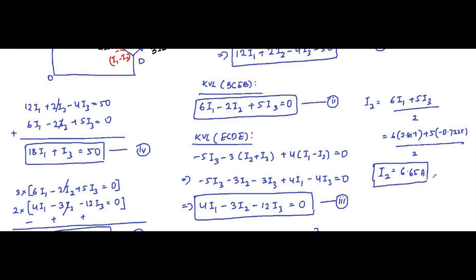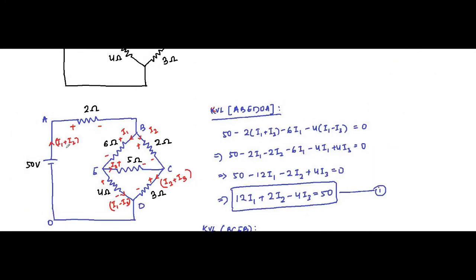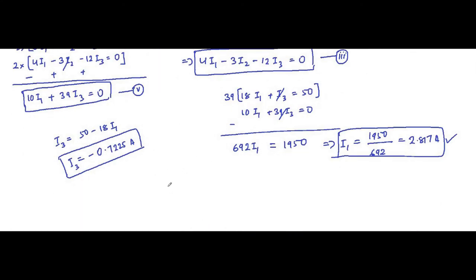So we have got I1 and I2. That is very important. Okay, I1 and I2. Why? Because the current supplied by the battery is I1 plus I2. So the result that we want is I1 plus I2, which is equal to 6.65 plus 2.817, that is equal to 9.467 ampere. That is the current supplied by the battery.